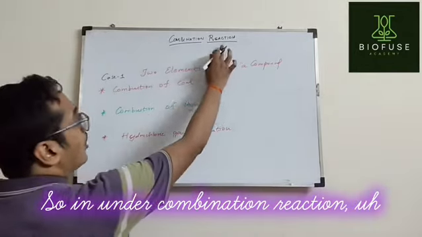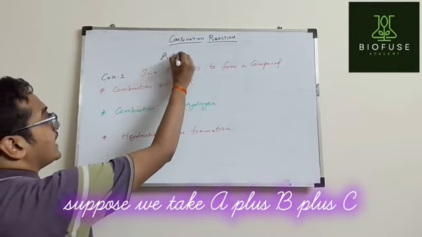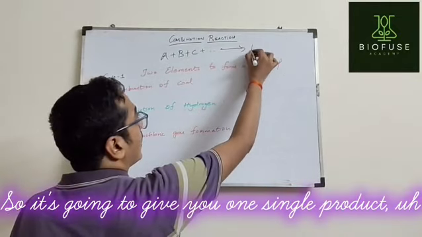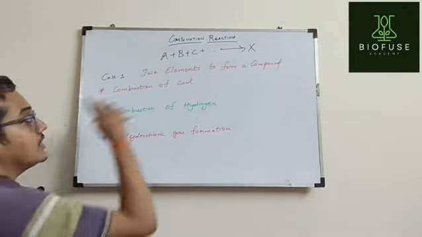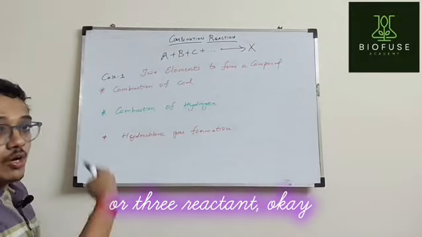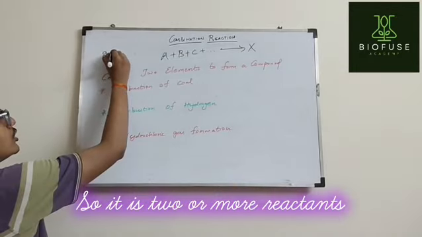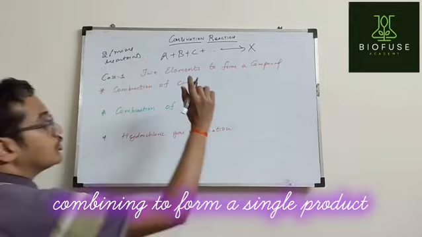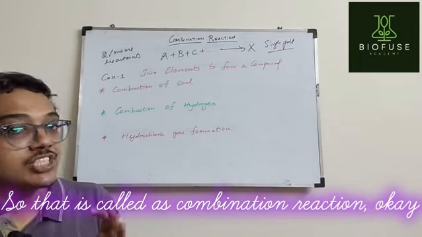Under combination reaction, how can we symbolically mention it? Suppose we take A plus B plus C and so on, and it is going to give you one single product. Let's assume it is X. These are all the reactants. It could be one reactant, two reactants or three reactants, whatever it is, two or more reactants combine to form a single product. That is called a combination reaction.